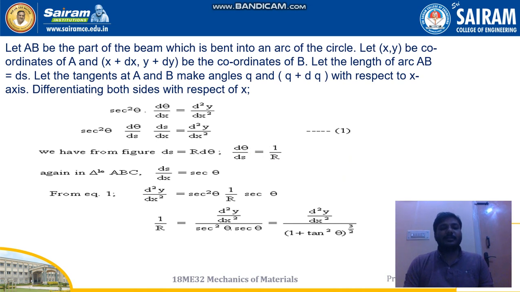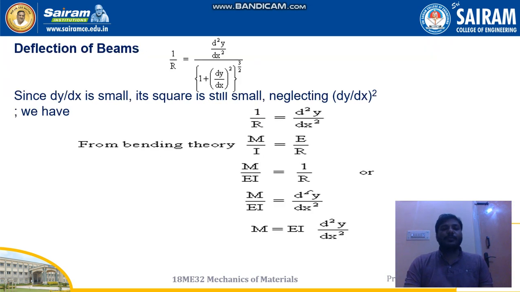By substituting all these terms, taking the coordinates from A, B and C along with the tangents at A and B, where the angles are theta and theta plus d theta, we got the substitution. Finally, we neglected dy by dx square because the angle is very small. So the equation we got is M equals E I d square y by dx square. This is the equation to find the deflection in beams.